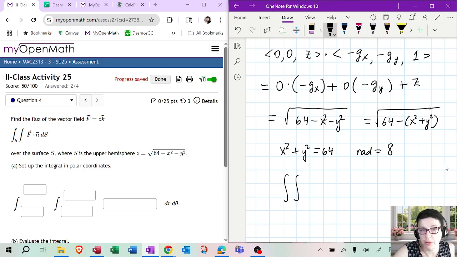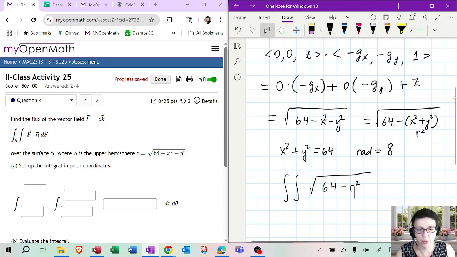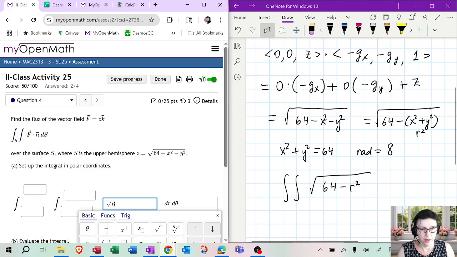Now you're integrating over the whole circle, including the inside. On the circle, x squared plus y squared equals 64, but you are not integrating over the boundary. You're integrating over everything inside. So here you have to leave it as r squared. So here we got 64 minus r squared, and we're switching to polar.